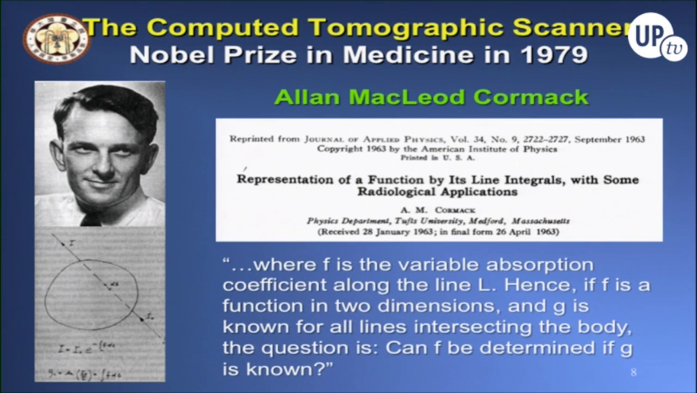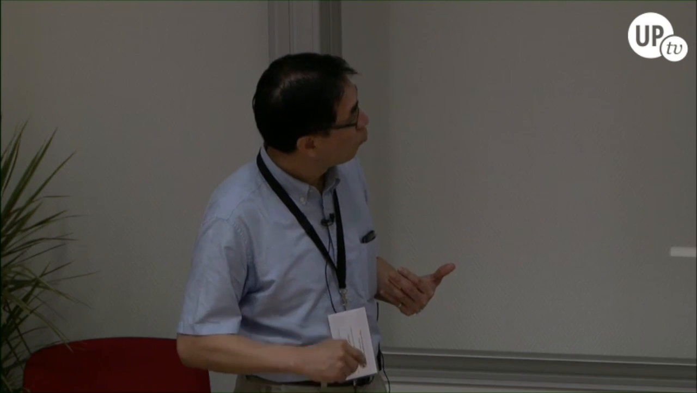So one day he realized that the input of the X-ray, you can measure it. You can also measure the output of the X-ray. And the only thing is the attenuation of the soft tissues in the body that can determine the output. So it occurs to him that F is the variable absorption coefficient along the line L.